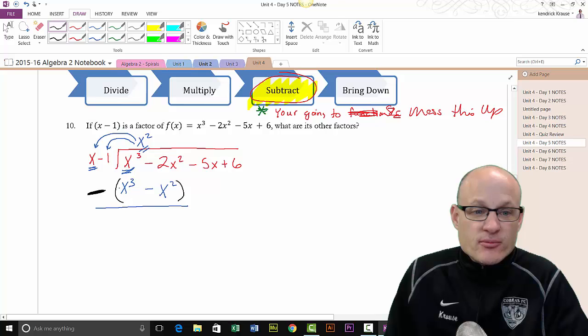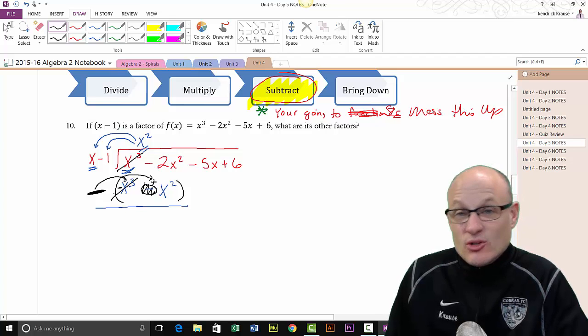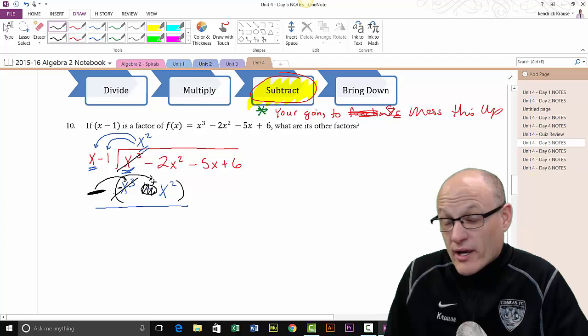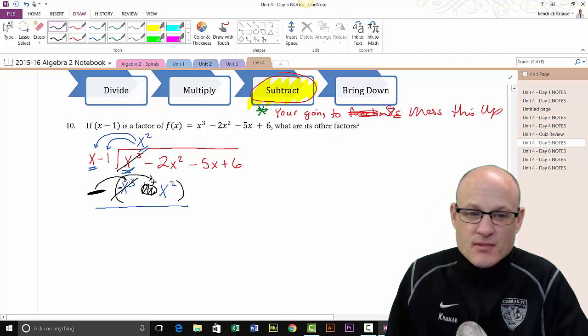Which means this gets subtracted and this gets subtracted. But when I subtract a negative, what am I really doing? I'm really adding. So really what you're doing is distributing this negative to both of these. So x cubed minus x cubed, those are almost always going to go away. At least that's what you're hoping for.